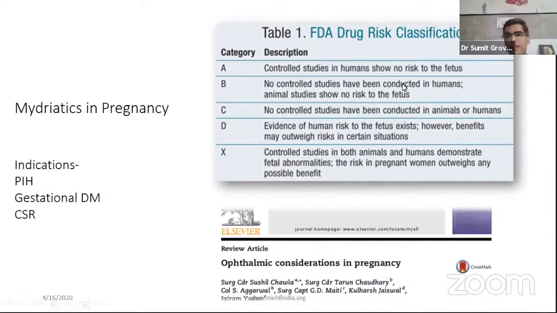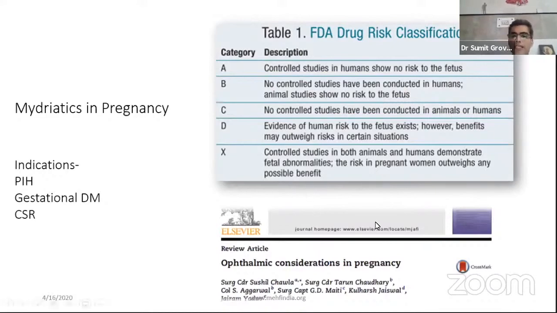So this table shows the FDA drug risk classification, and it is applied to every medicine used in medical science, not only these mydriatics and all ophthalmic drugs. Group A and B drugs are usually safe. C are dicey, and if the therapeutic benefit outweighs the side effects, you can use C. D is dicey and more in favor of not using, and X is completely contraindicated. Fortunately, the combination of tropicamide and phenylephrine as a mydriatic can be safely used in pregnancy. And in every trimester, first, second, third, you can easily dilate the pregnant female with a combination of these drugs.